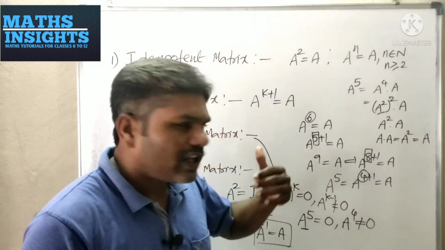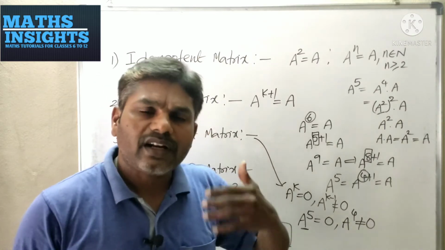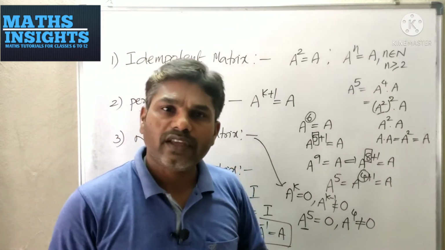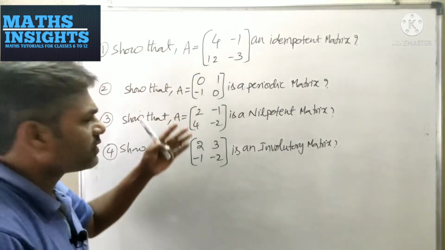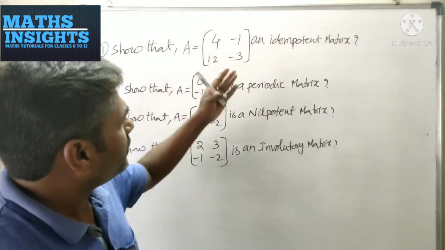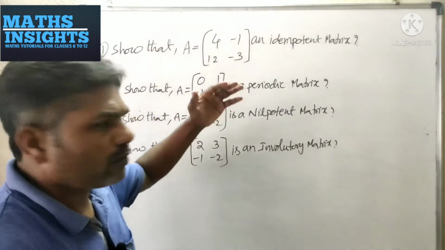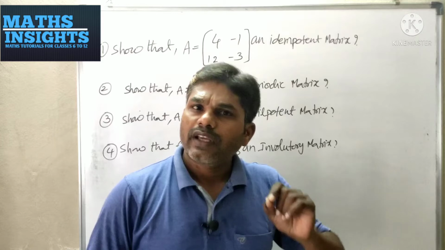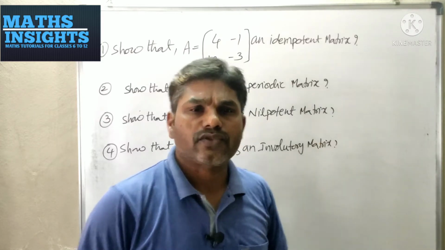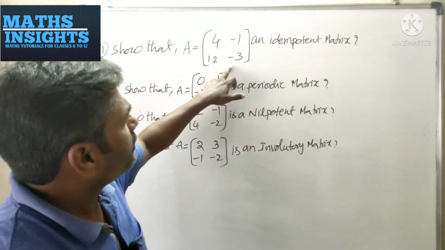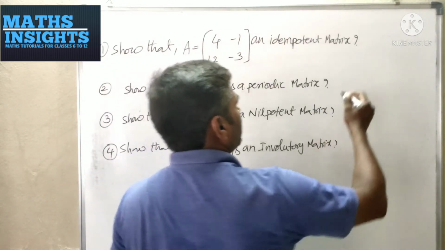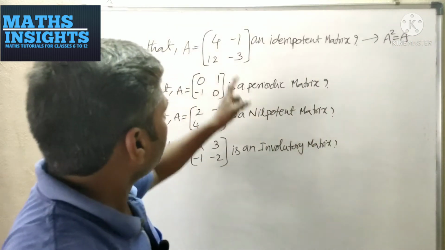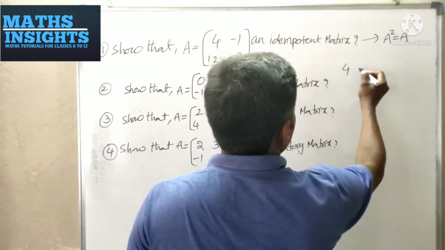These are 4 types. We can better understand these types of matrices by taking some examples. Shall we? I have taken 4 matrices for which you have to show that they are idempotent, periodic, nilpotent, involutory. 4 problems. In all these 4 examples, I have taken 2 by 2 square matrices for easy understanding. You may take 3 by 3 also. If you see the first A, they have given a 2 by 2 matrix, you have to show that it is an idempotent matrix. That means you have to show that A square is equal to A. When you multiply these 2 times, you have to get again A.